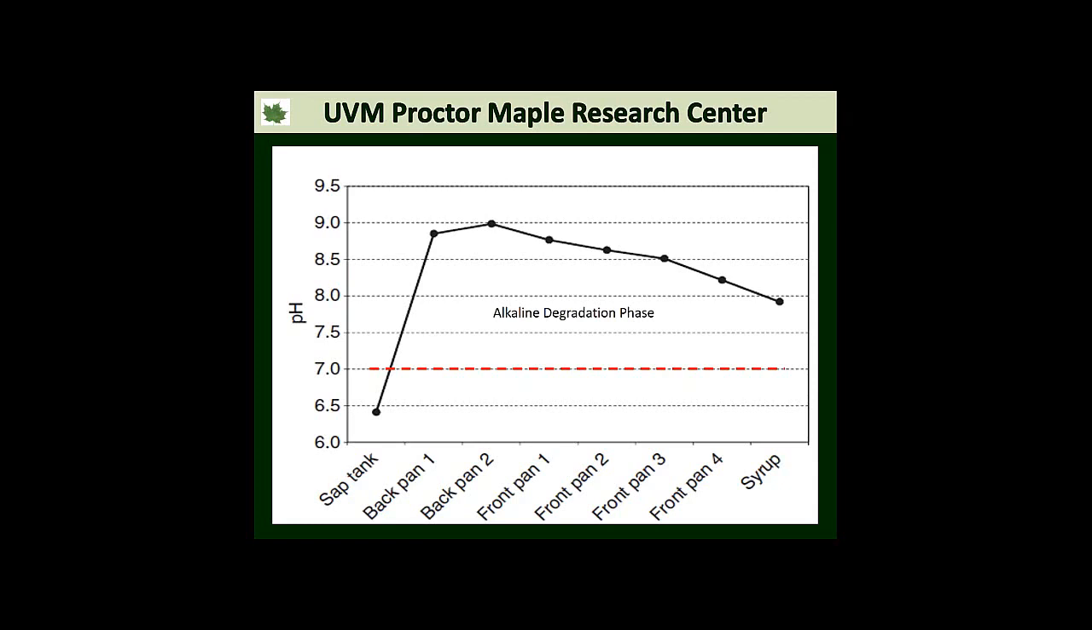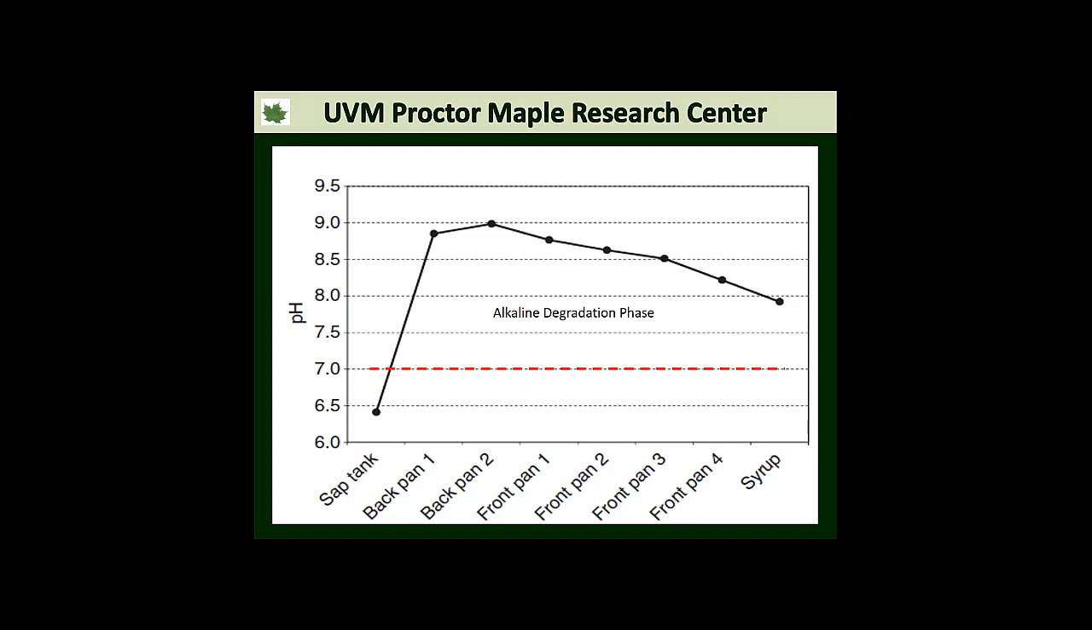It's because you're starting out with your pH so low, it never gets up into this range. It jumps way up here, and then it just kind of steadily creeps down. So you never hit the alkaline degradation phase. You don't make color. You don't make much flavor to make it taste good, though. So you end up with light-colored, not-so-good tasting syrup. It's the end of the season. You're probably done or close to being done.